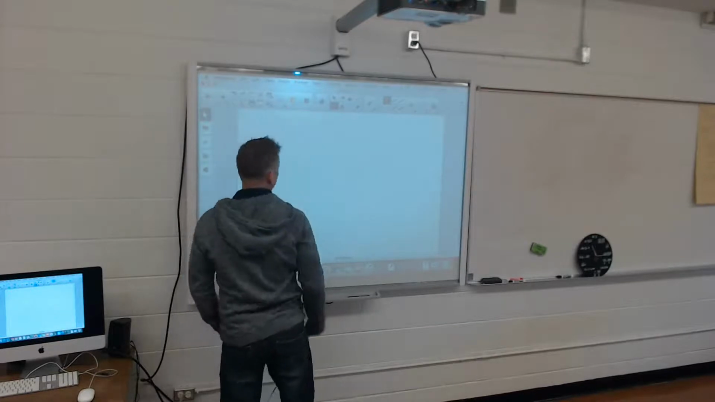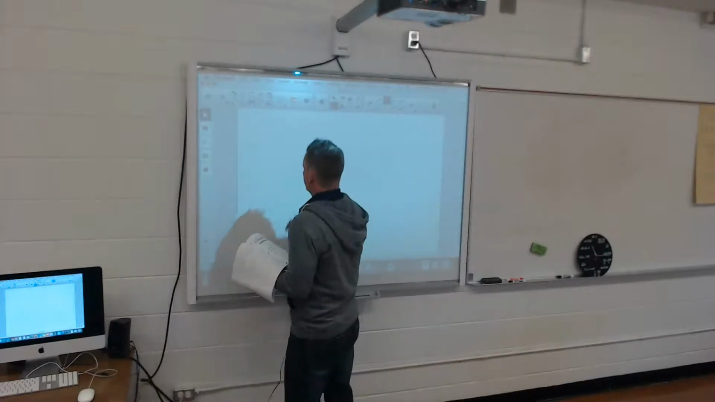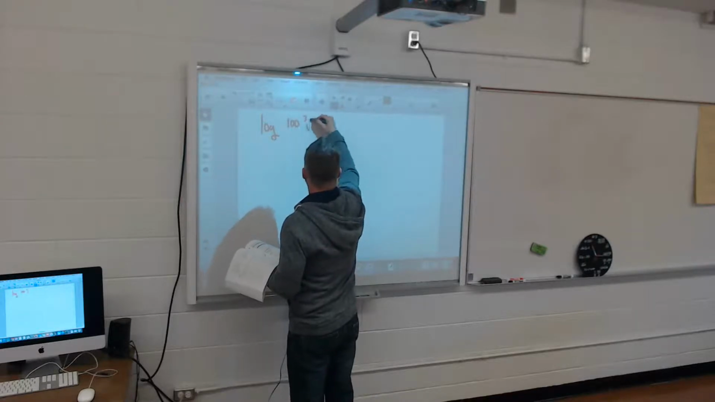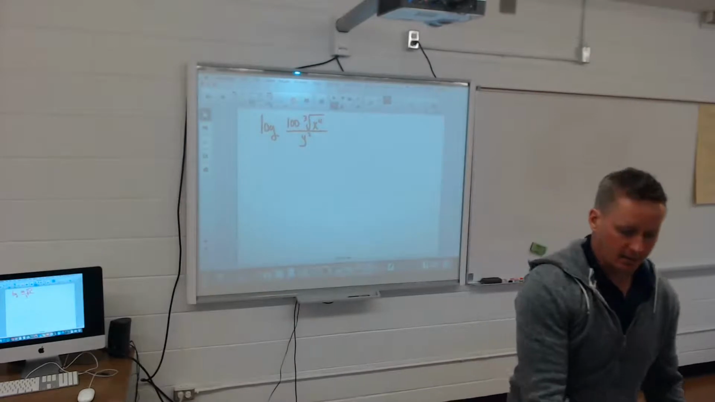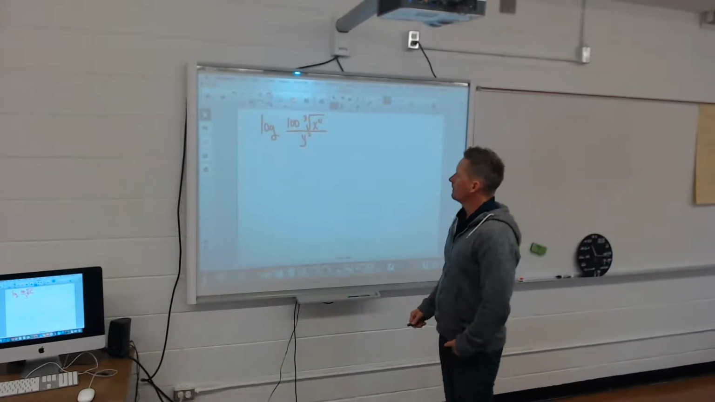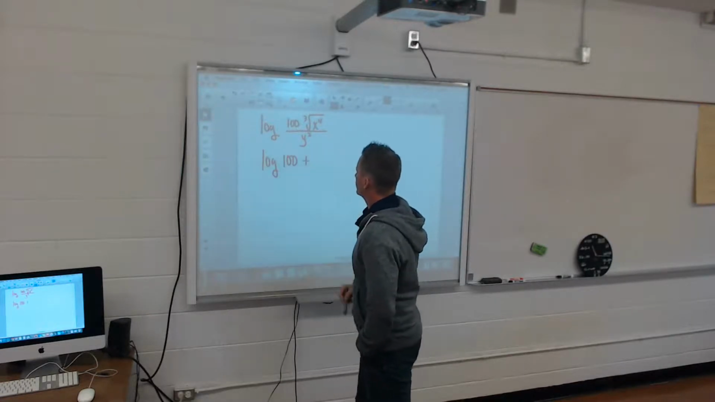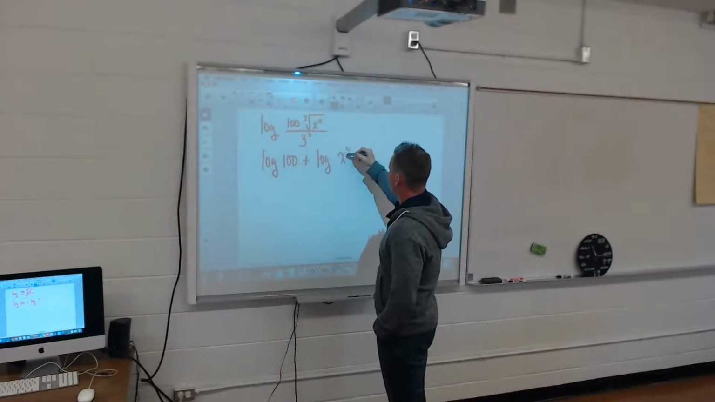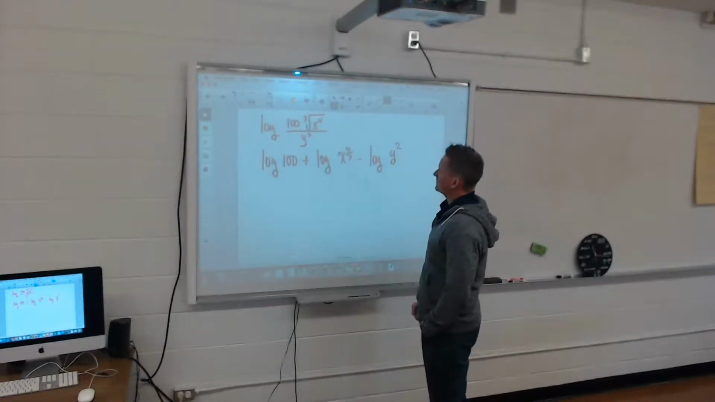So let's look at the last one then. C. So I've got log 100 over the cube root of x to the 4th, y squared. Okay, now I'm going to break this down a little bit quicker than what I would expect you to. So I'm going to go log 100 plus, that becomes the log of x to the 4/3, minus the log of y squared.